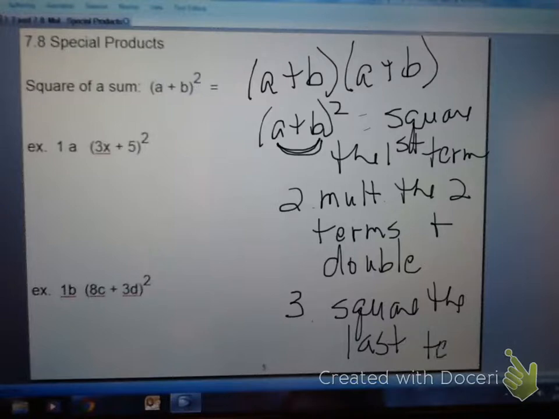Everyone always remembers the first step and the third step. It's the second step that everyone forgets. If you are not sure, then write it out. Write the binomial twice and do the FOIL method. But we're going to do the shortcut for this.